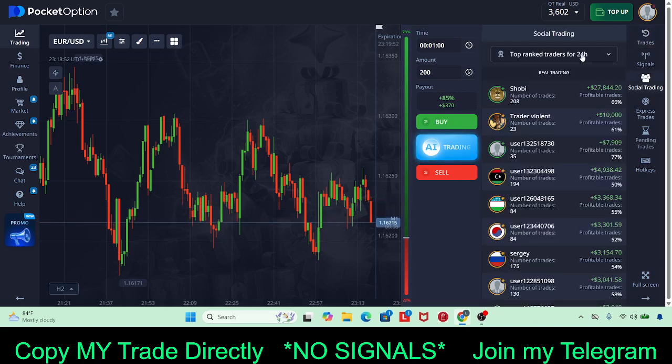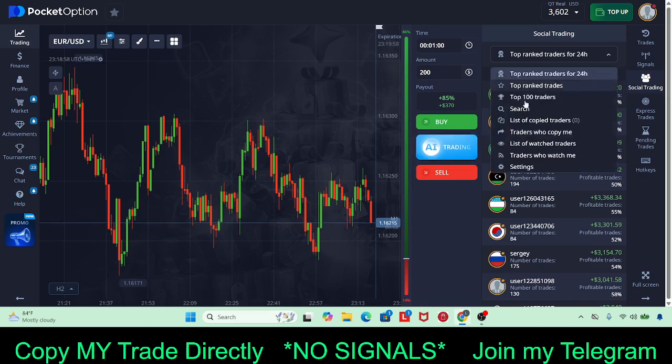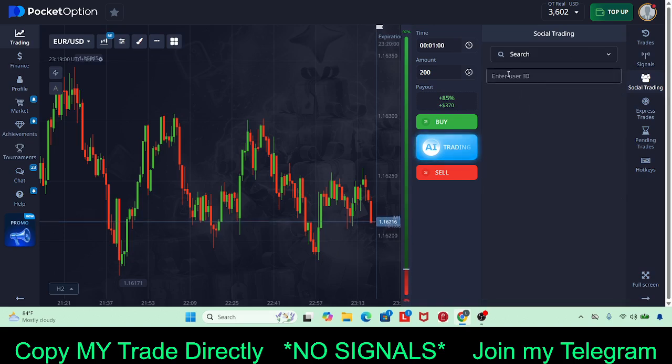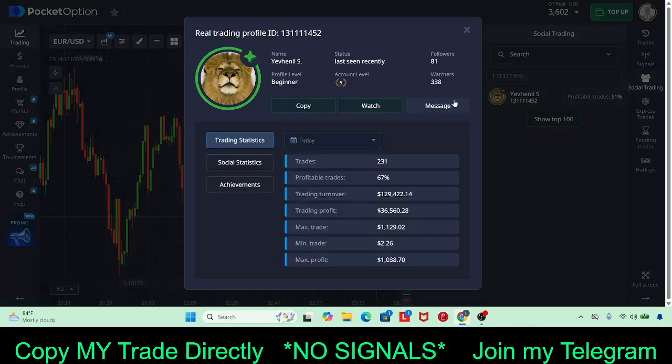Now, once you get our UID, just come to social trading. I'll show you how to do the setup in order to copy anywhere from $2 to $200. Come to social trading, click on search, and here you can see it says enter user ID. Just paste the UID that you have got from our free Telegram channel. Now this is not our UID, I am just showing it as an example. Once you paste the UID here, you will see a name appearing. Just click on that name and you will see this box. Now you can simply click on copy.